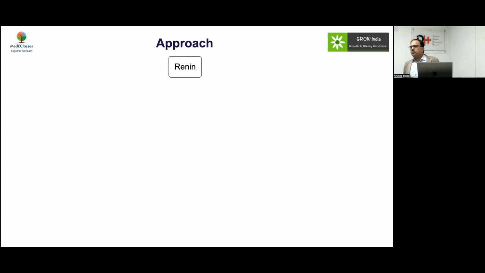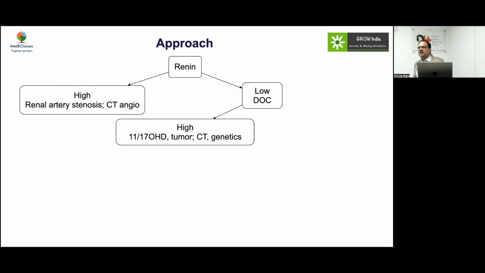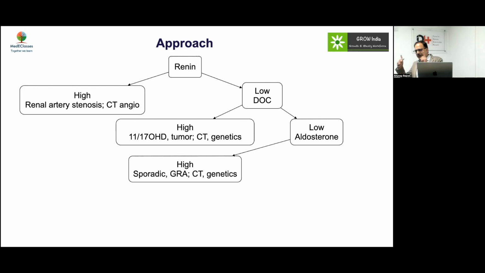So the approach to an individual who presents to us with suspected endocrine hypertension is to look at the renin level. If the renin level is high, the possibility is renal artery stenosis, go for a CT angio. If the renin level is low, go for DOC level. If DOC is high, this is 11 or 17 hydroxylase deficiency, go for a tumor workup, CT and genetics. If you have low DOC and your aldosterone is high, this is primary hyperaldosteronism. So low renin, high aldo, then you go for CT, and then young patient, family history of recurrent strokes, think of a GRA. So response to steroid will be significant.